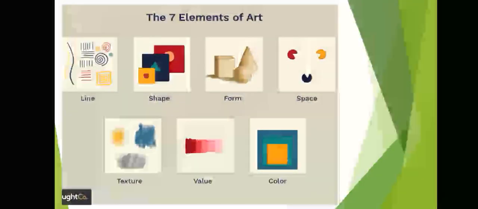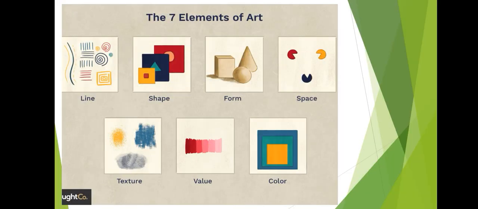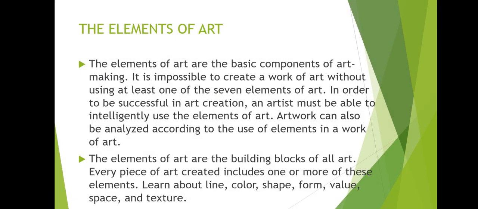So we have the seven elements of art: line, shape, form, space, texture, value, and color. The elements of art are the basic components of art making. It's not possible to create a work of art without using at least one of the seven elements of art. In order to be successful in creation, the artist must be able to intelligently use the elements of art. Artwork can also be analyzed according to the use of elements in the work of art.